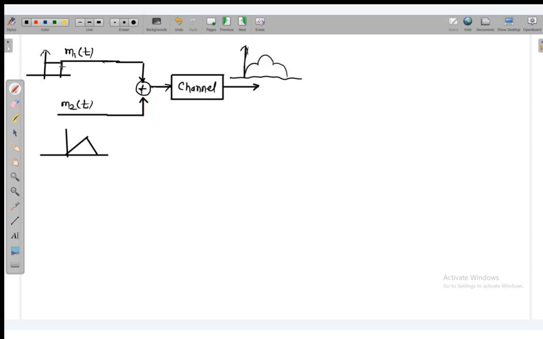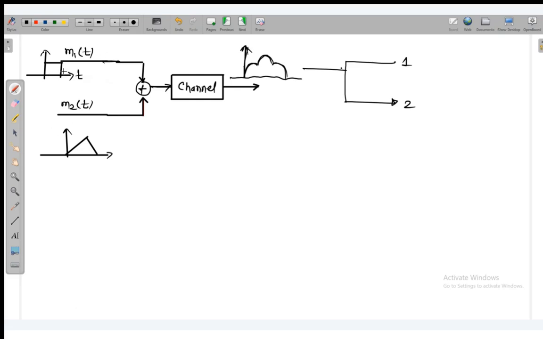When you add this message signal and this message signal, I'm taking just a random shape. So this is our mixed signal. Now when it reaches the receiver, we want to separate it, because you don't want my message signal to be transmitted to the second user, and I also don't want my message signal to be transmitted to the first user. When you are talking on the telephone, you don't want your information to go to the other person, right?